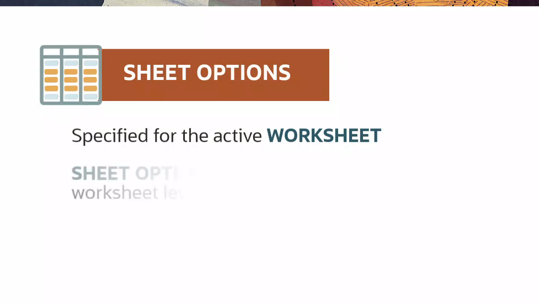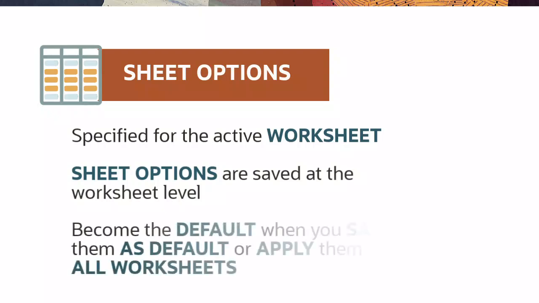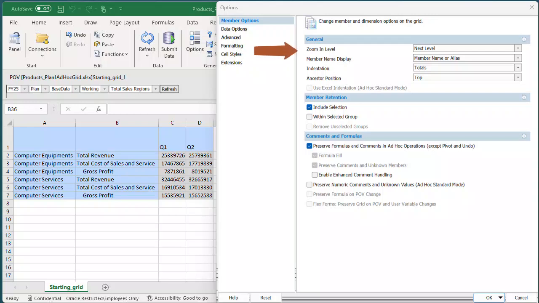Sheet options are saved at the worksheet level. They affect the current sheet, and they become the default only when you save them as default settings or apply them to all worksheets. You can set general member options, such as the zoom in level or member name display. You can also specify whether hierarchy levels are indented. You can use Excel indentation to preserve native Excel indentation behavior in ad hoc grids.